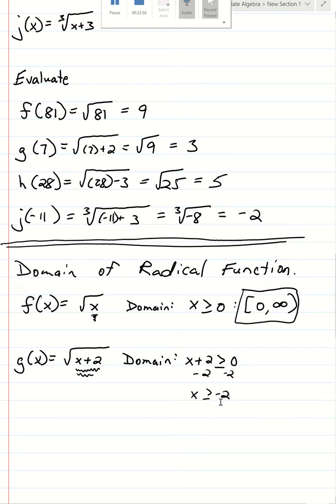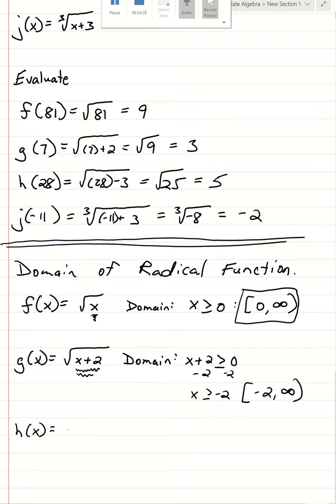Negative 2 is the first number that we can plug into this function, because if I did, negative 2 plus 2 would be 0, and you can take the square root of 0. So if we were to write this in interval notation, you would go from negative 2 to infinity. All of the real numbers from negative 2 to infinity, I can plug into the function, and it would give me a mathematical answer. Let's take a look at h of x and its domain.